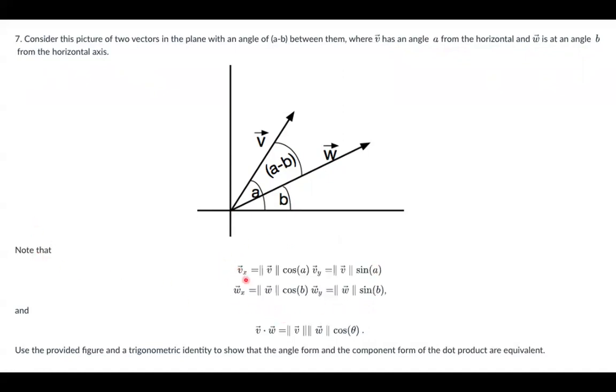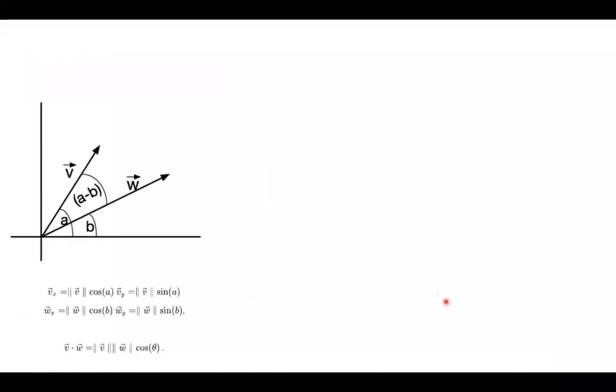We want to note that v sub x is equal to the magnitude of v cosine A, and v sub y is equal to the magnitude of v sine A. So that's the x and y components of vector v. And similarly, vector w also has similar components. And we know that v dot w is equal to the magnitude of v times the magnitude of w cosine theta. So we want to use this provided figure and a trigonometric identity to show that the angle form and the component form of the dot product are equivalent.